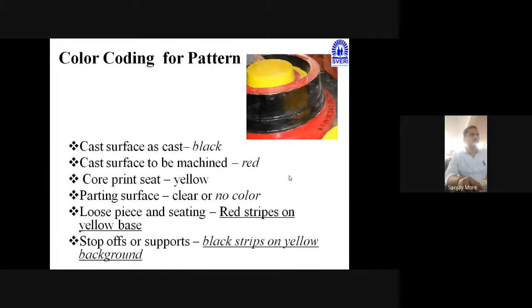Then next point is color coding for pattern. Different colors are used to identify the functions of the pattern. Here black indicates the cast surface as cast. Red indicates the cast surface to be machined. Yellow indicates the core print. And where there is no color is the parting surfaces.